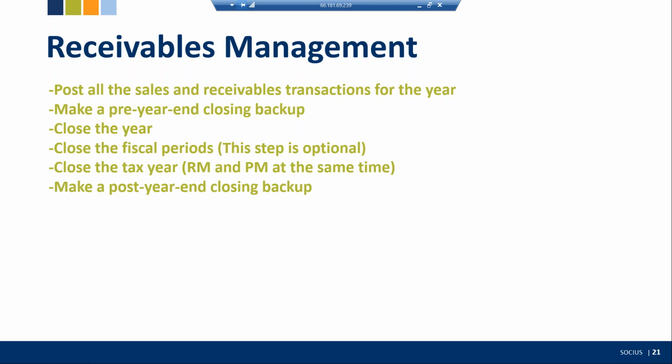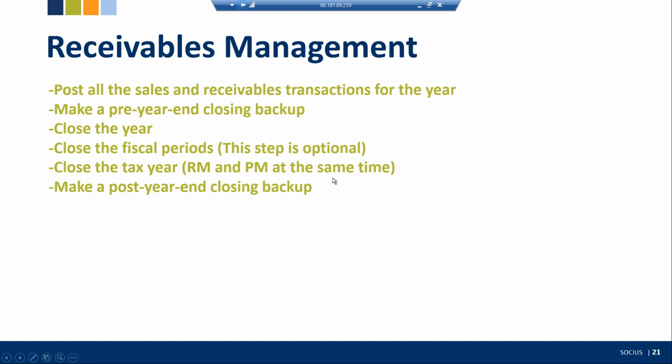All right, so now what we do with receivables is we post all sales, like sales order processing, and receivables transactions for the year. That includes sales invoices, credits, returns, and also cash receipts. All of those transactions should be posted prior to running your year end. The next step is making a pre-year-end closing backup, and then you can actually close your years. Then you can close the fiscal periods. This is optional, and it's optional for all of these. You don't have to do this, but it certainly is something you have the ability to do.